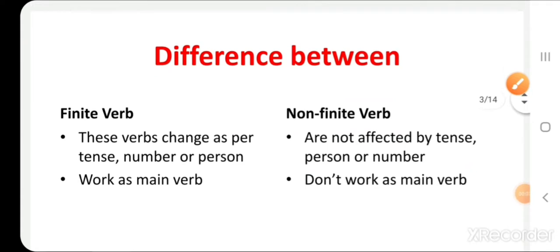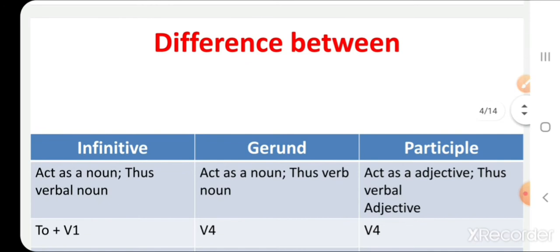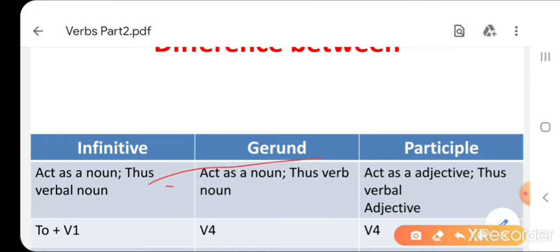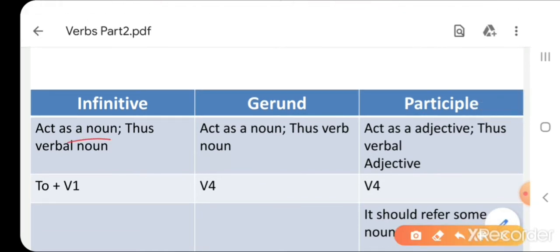Now let's move on to the subtypes of non-finite verb: infinitive, gerund, and participle. Infinitive and gerund act as a noun, so it's a combination of verb and noun. Thus, they are verbal nouns. And participle acts as an adjective. Here, mistakenly I've written a, but it acts as an adjective. Thus, it's a verbal adjective.